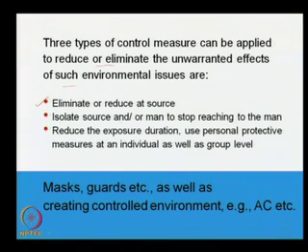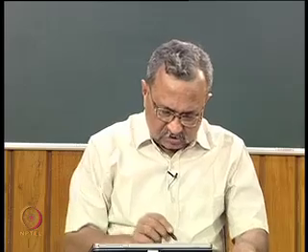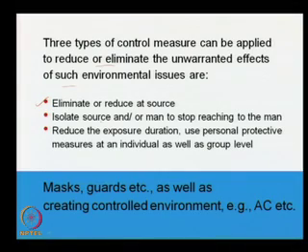The second is to isolate the source and or the man, to stop it from reaching the man. Suppose some hot material is there, or I am working nearby a hot oven. Either I can go away from that place, or I can arrange my work that way. So, these are the ways to isolate the source.